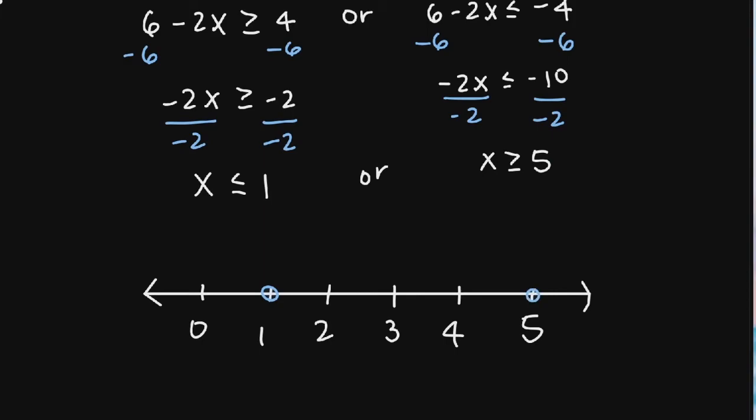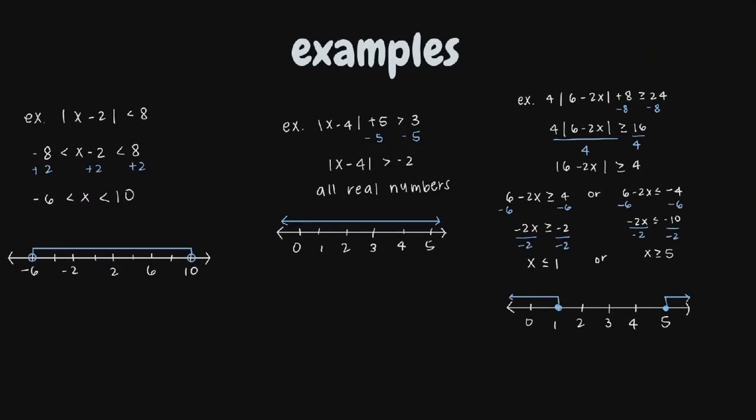So I'm going to shade these in. And for x is less than or equal to 1, that means we're going to be shading to the left. And for x is greater than or equal to 5, we'll be shading to the right. Okay, we'll do 2 more examples.